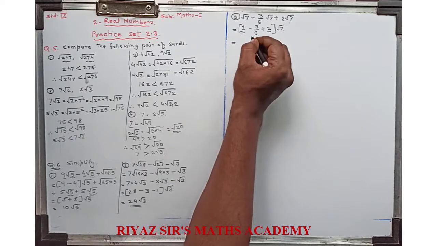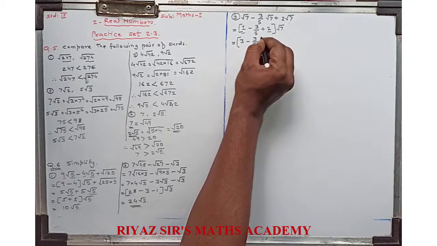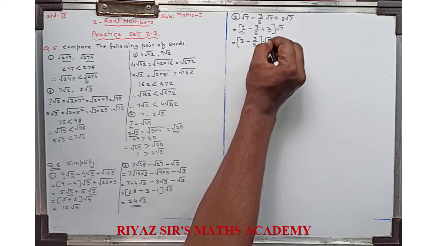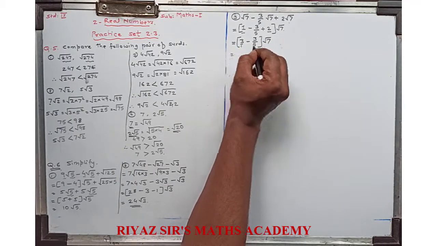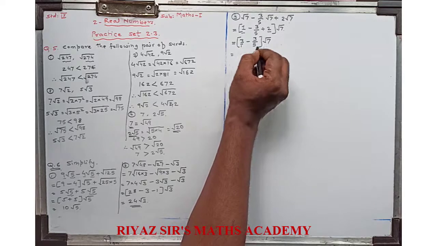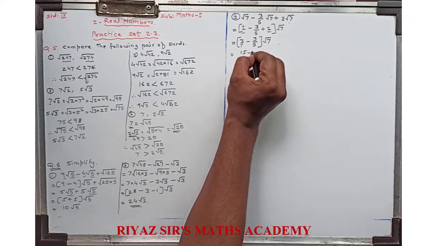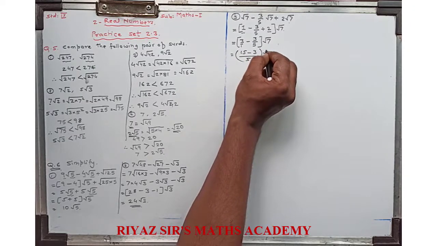So 1 plus 2, that is 3 minus 3 upon 5, into root 7. Now here, by taking cross multiplication, because we have to subtract two fractions, 3 upon 1 minus 3 upon 5. Both denominators are different, so take cross multiplication. So 3 5s are 15 minus 3 1s are 3, upon 5 1s are 5, into root 7.